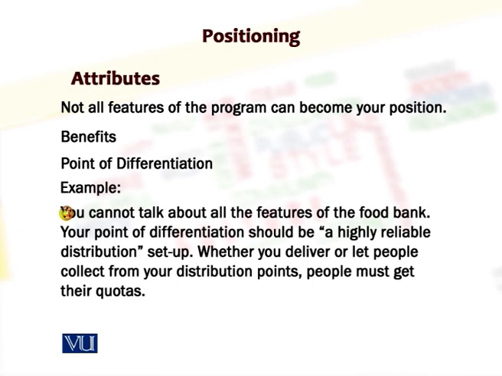To take you back to the example of the food bank, I think the point of differentiation in that example is reliable distribution. We have such a distribution network that we fulfill our mission on a daily basis by providing food to all those deserving families who must get their daily quotas. Whether they get those through the vans that we have as part of our logistics, or they come to the distribution point and collect their food, they do get it by the end of the day. And that basically is the effectiveness of the distribution network. And therefore, our positioning there has to be that of a reliable distribution company.